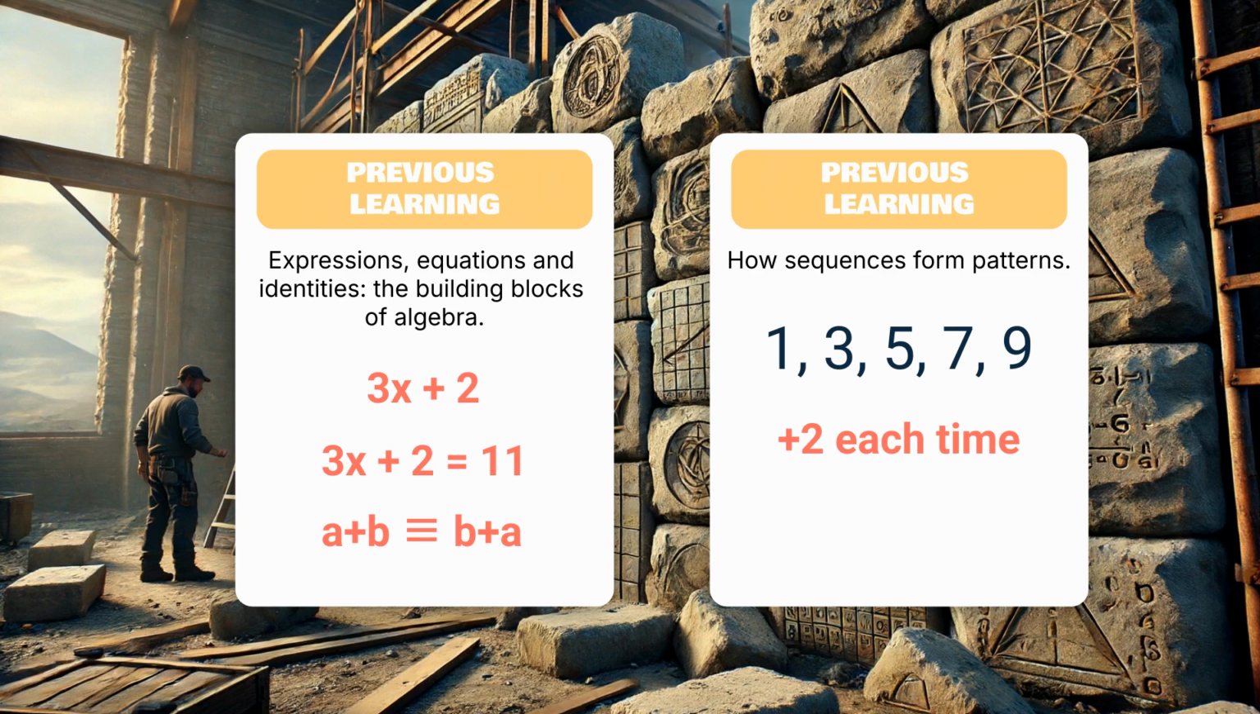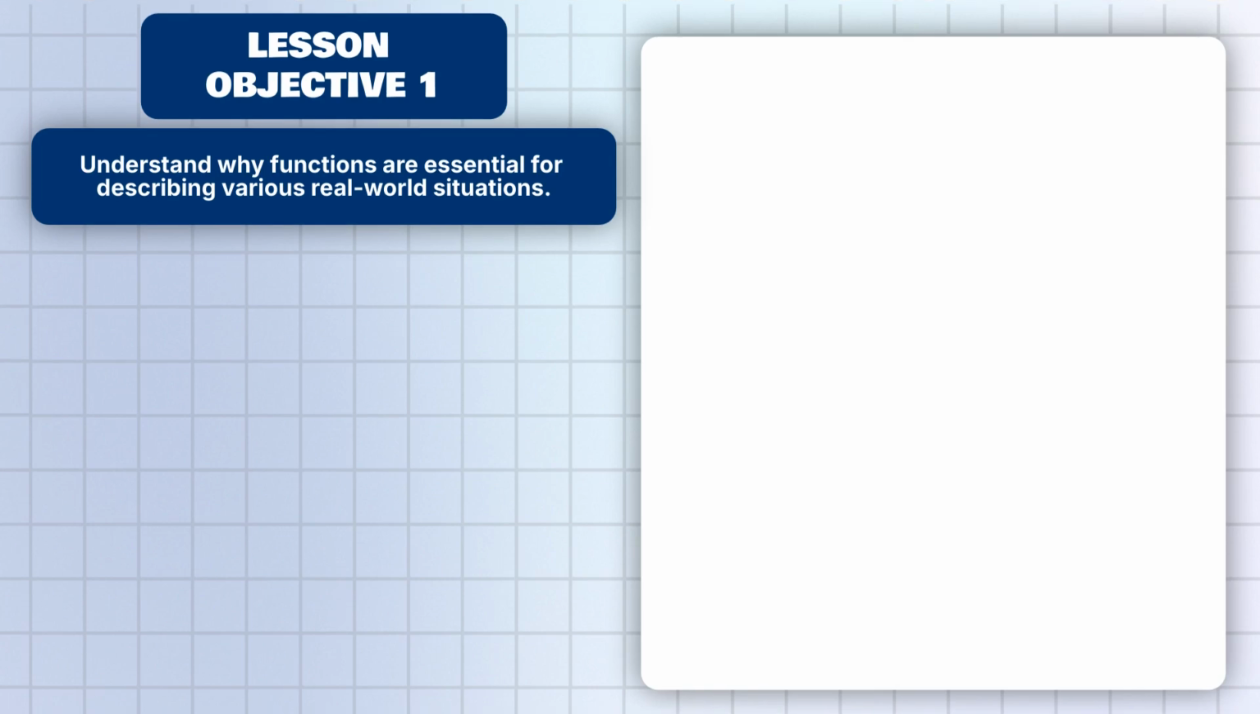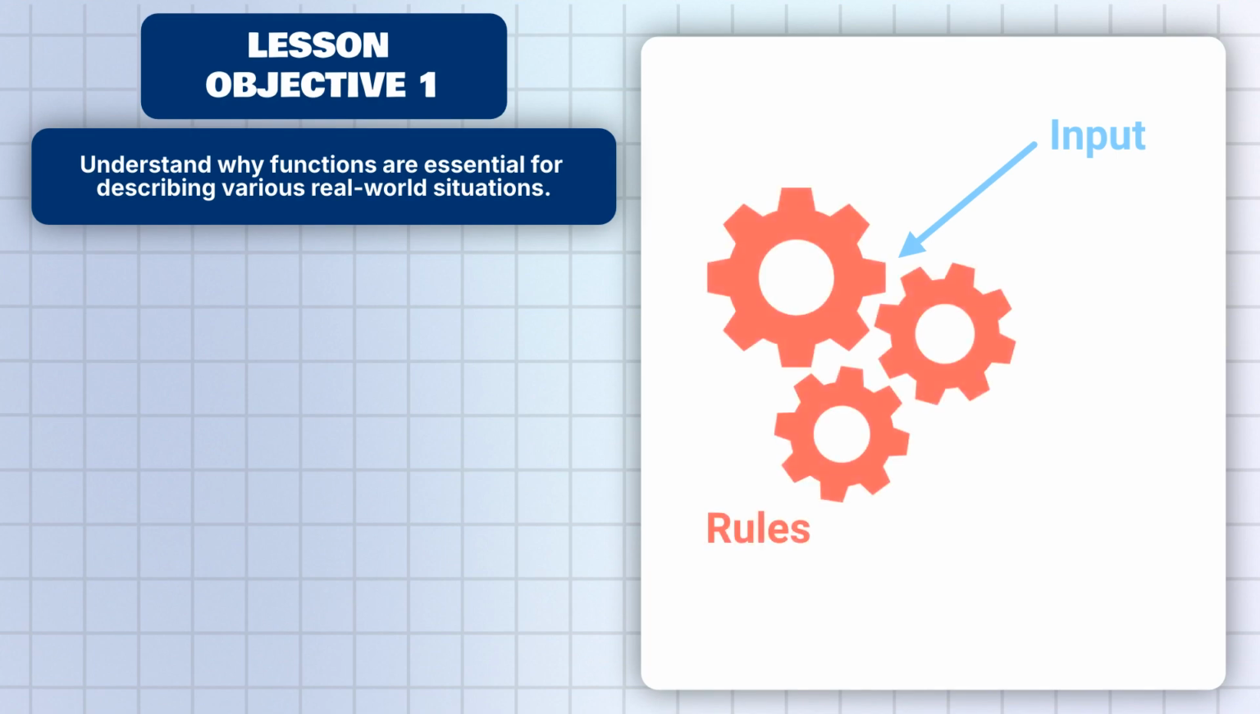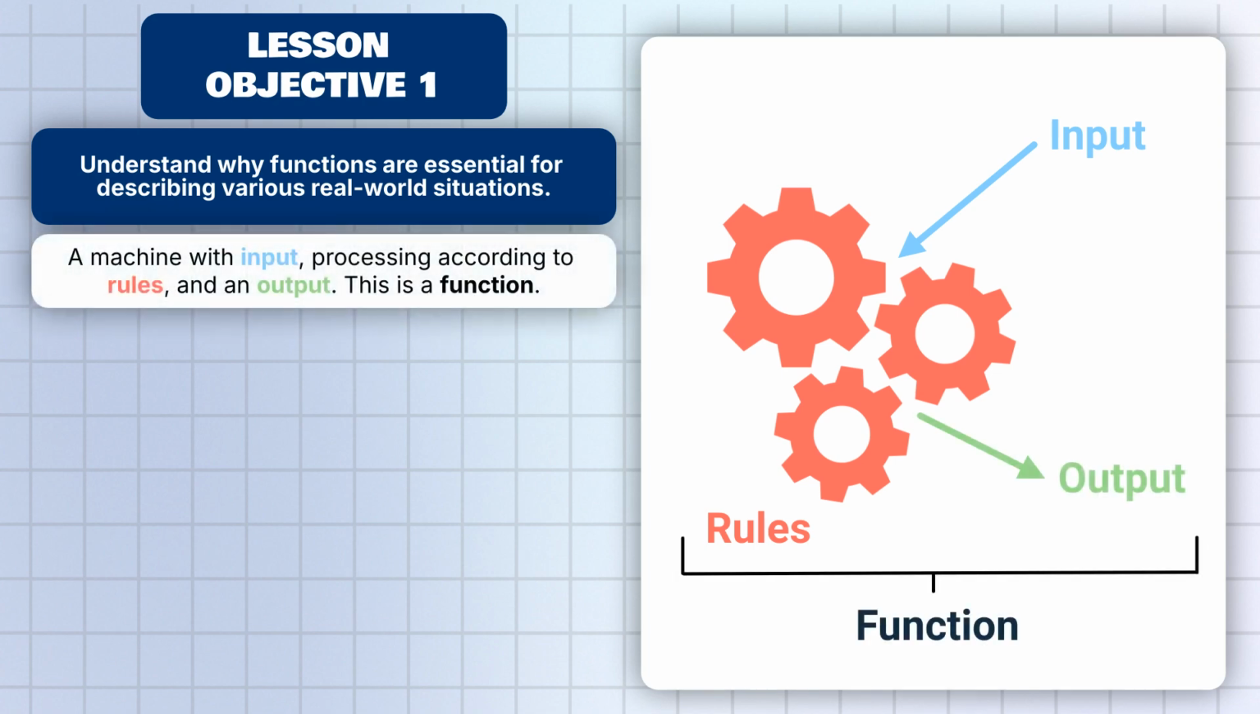Now we are moving on to understanding input and output using functions, which can be thought of like a machine. Imagine a machine where you put a number into it, the input. The machine processes it using its internal mechanism, or rules, and then gives you a result, the output. This machine is a function.